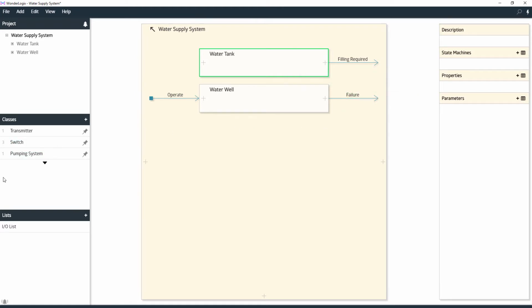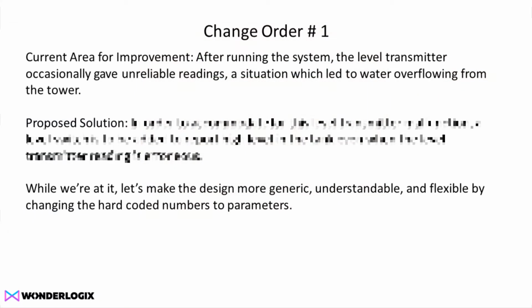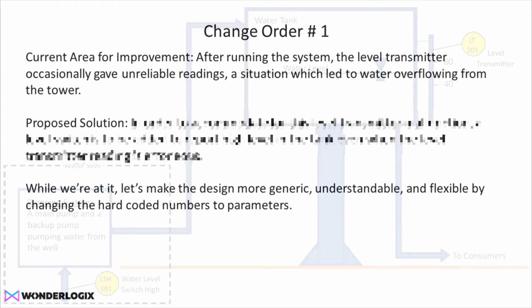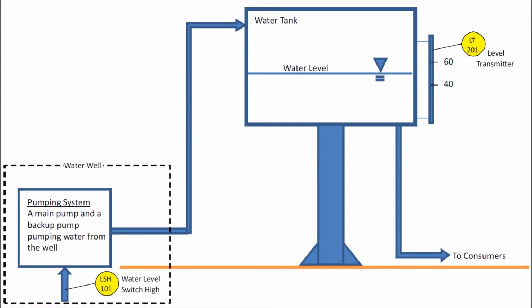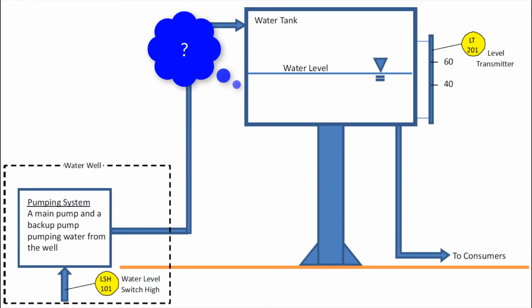Now, coming up, we're going to have our first change order in our next episode. In that situation, we discover that the level transmitter that we just set up is sometimes not giving reliable readings. And so sometimes the water was overflowing from the tower because the pump didn't shut off when we thought it should. So just think, is there some sort of device or some condition we could use in the water tank to help as a double check, as a safety, so that that wouldn't happen? What kind of device might that be? We'll find out in the next episode.